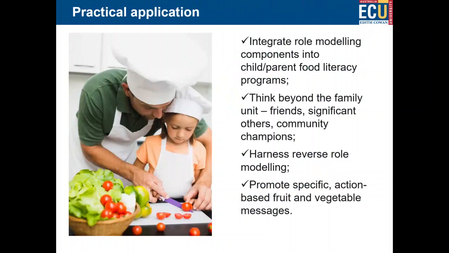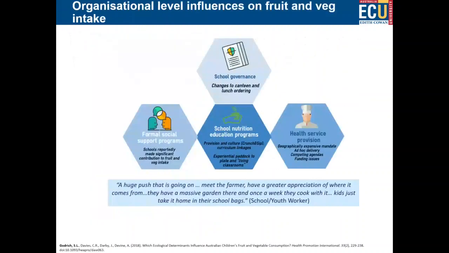Some practical applications here are integrating role modeling components into food literacy programs to help facilitate knowledge sharing between children and parents or other adults or carers, and thinking beyond the family unit, noting those significant others. It also means harnessing reverse role modeling, with children teaching their parents, and capitalizing on that to enhance family understanding of how to prepare different foods. And promote specific action-based fruit and vegetable messages, because people want real calls to action, specific ideas and practical application.